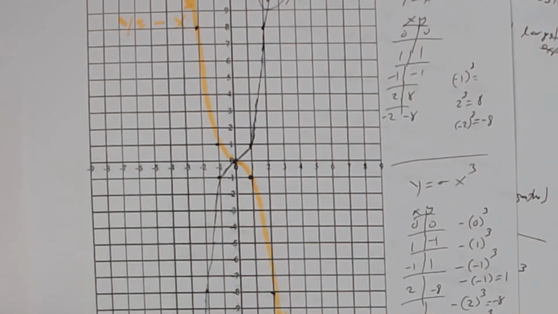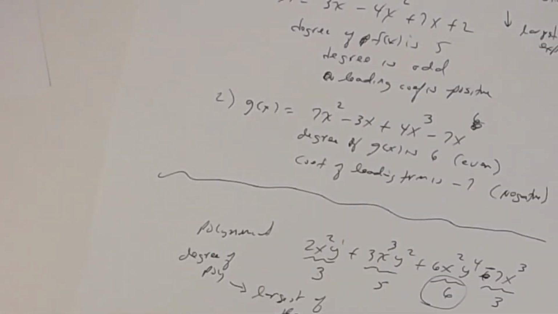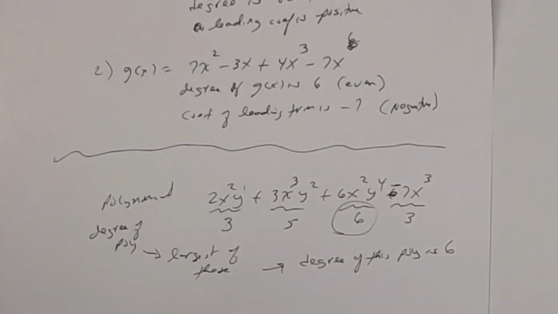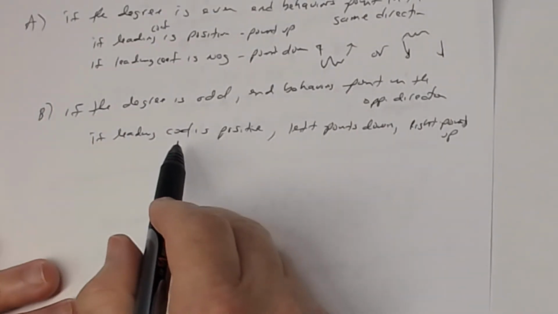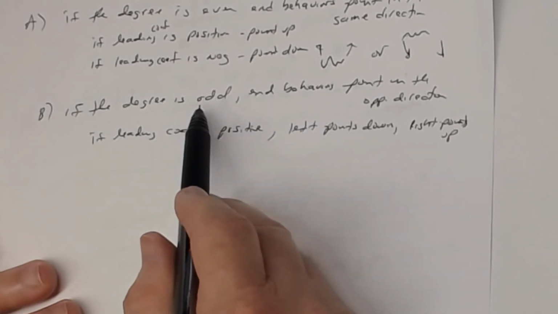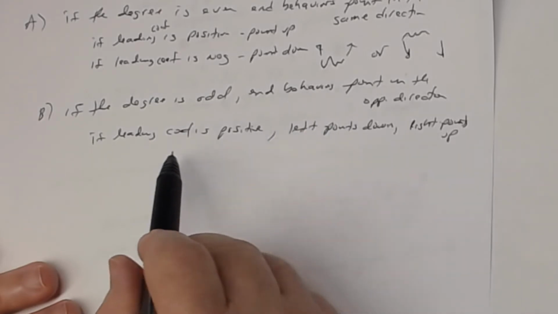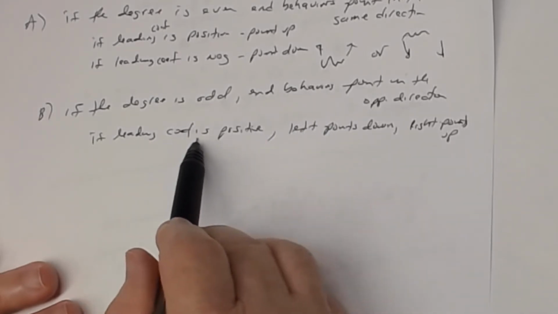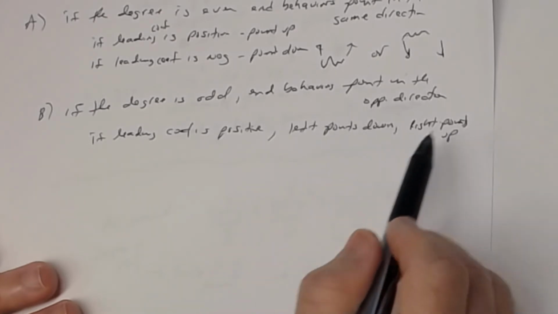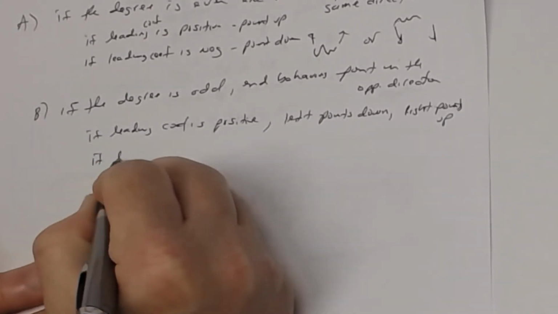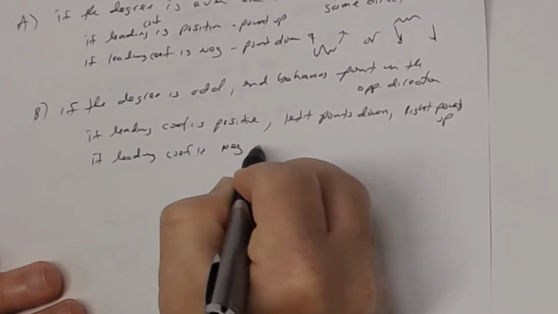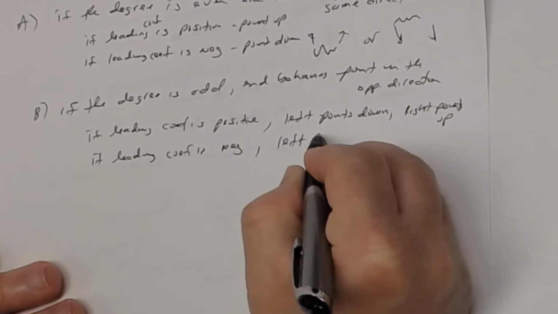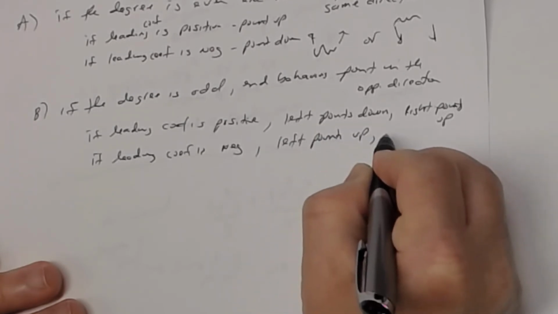Okay? All right. Now let me go back to this and finish this one up. So we know that if the degree of the polynomial function is odd, the end behavior points in opposite directions. If the leading coefficient is positive, the left side points down, the right side points up. If the leading coefficient is negative, it's just the other way. On the left, it points up. On the right, it points down.